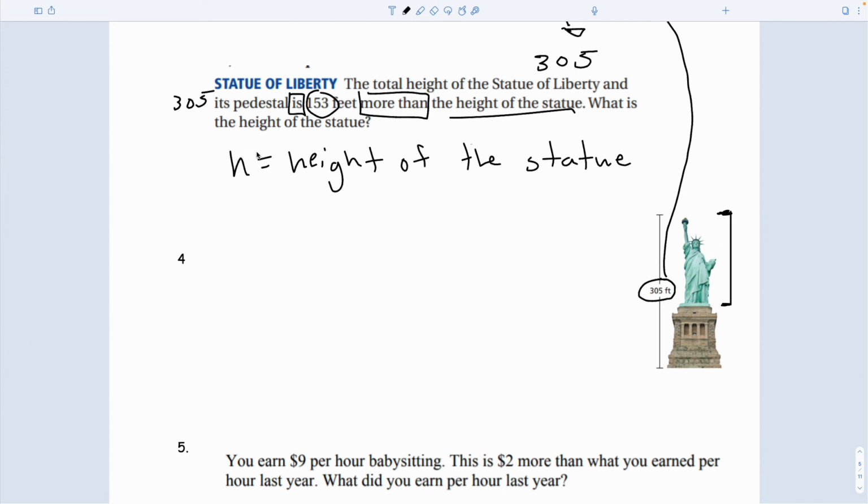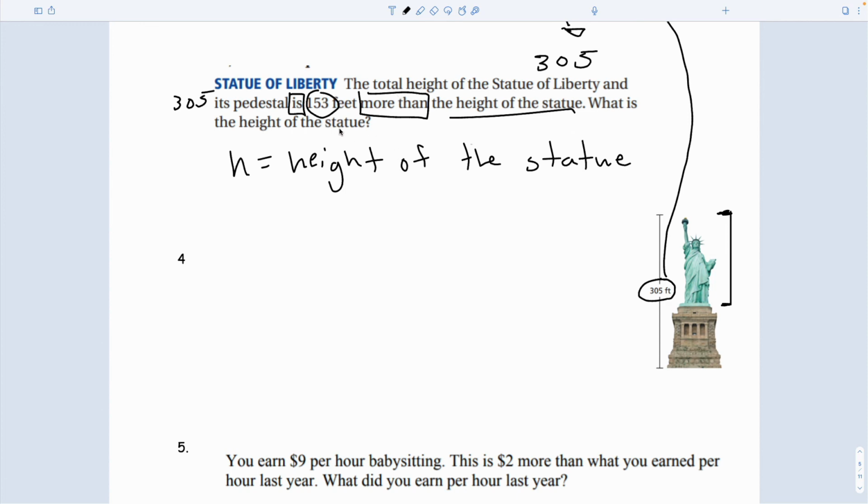Let's put pencils down, track the word. Show me you're done by tapping. Even if you're not finished, we're going to just talk whole class and huddle up. Tap and say done. 3, 2, 1. So if I have the height of the statue and it's 153 more than the height, it would be 305. My equation would look like what?